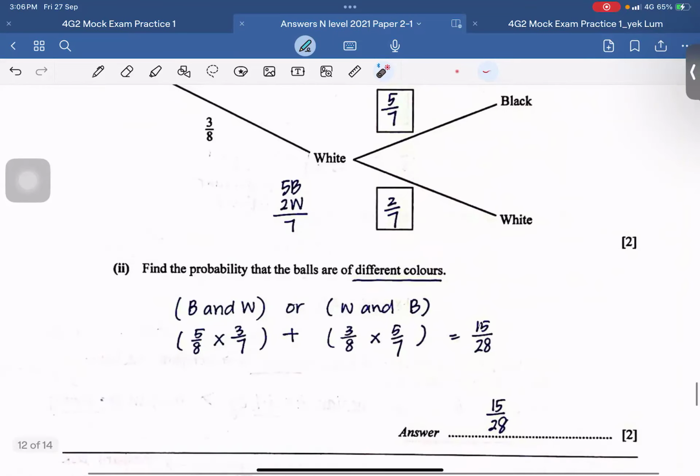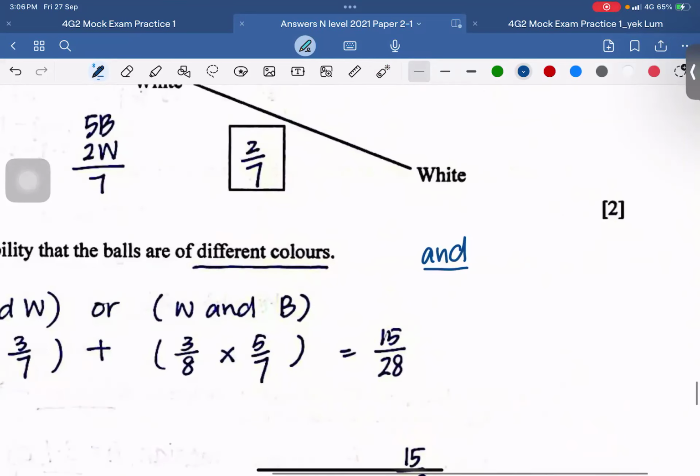Next one, find the probability that the balls are of different color. Now, for probability, we need to remember "and": what do you do with the probability when it's "and"?